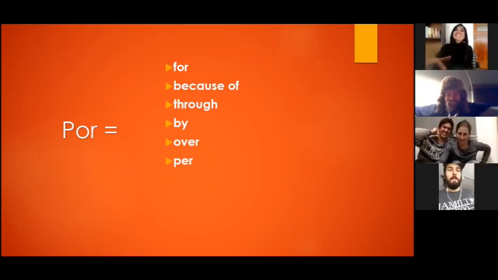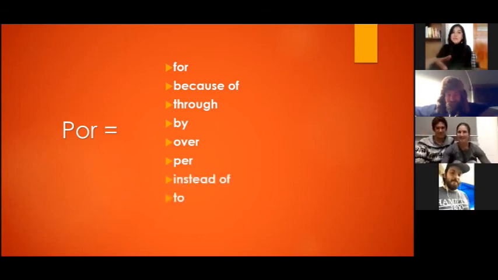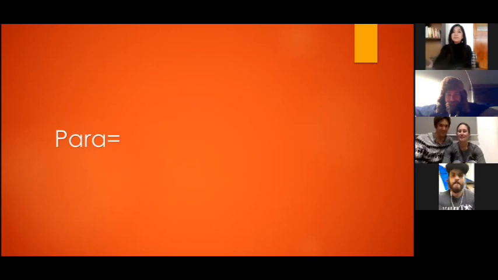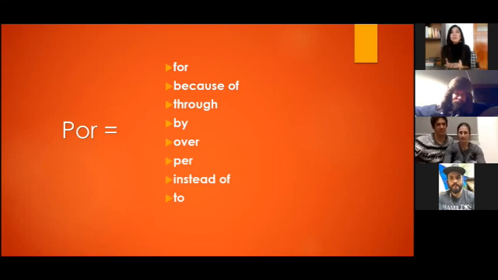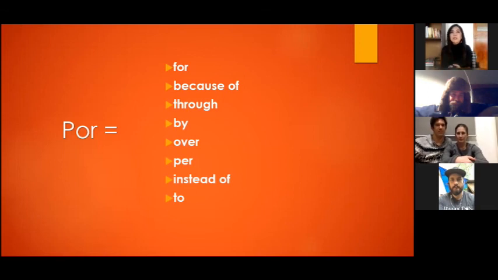Okay, good. It can be instead of, it can be to. Okay, so these are the meanings that por can have. So because of, I'm working because of the money, trabajo por el dinero. I go through the door, salgo por la puerta. I pass by your house, paso por tu casa. Overall, por todo. Per person, por persona. Instead of me, por. Okay?